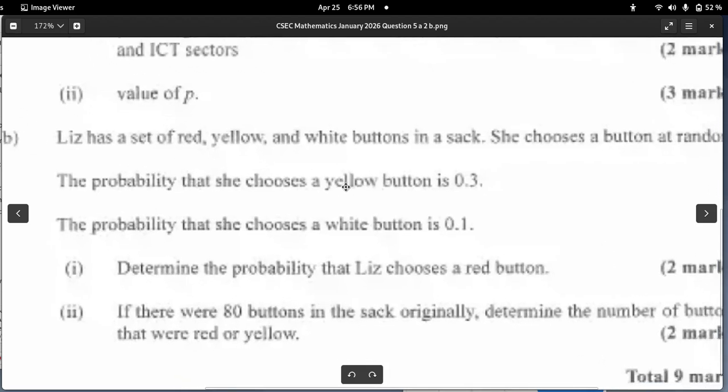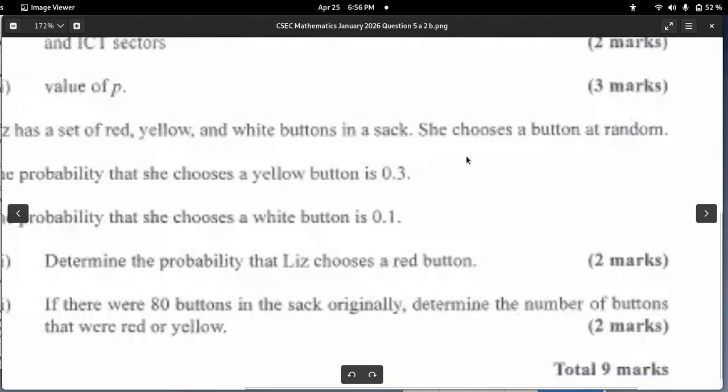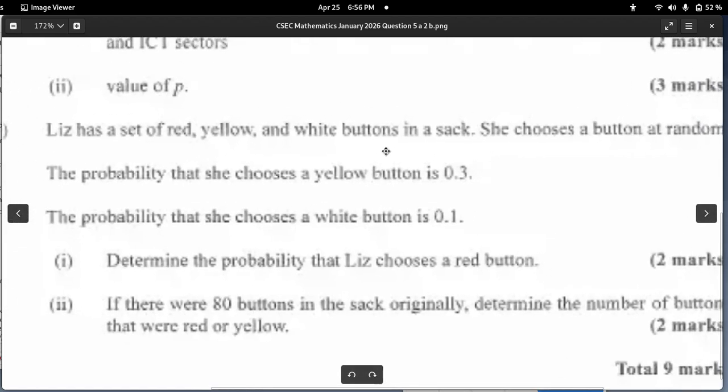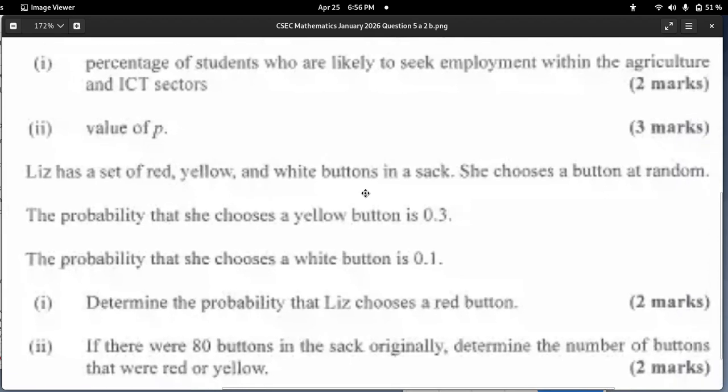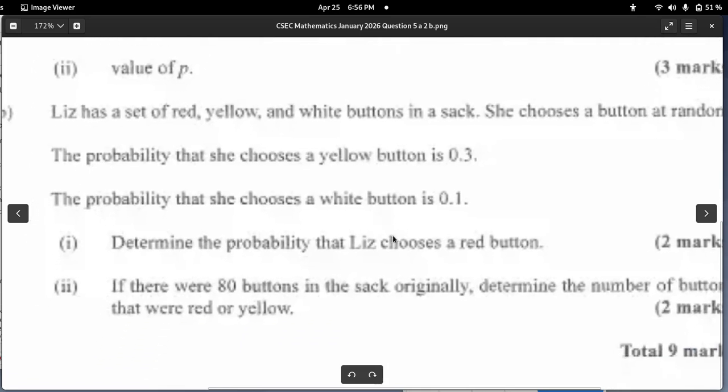Liz has a set of red, yellow, and white buttons in a sack. Okay. She chooses a button at random. The probability that she chooses a yellow is 0.3. Okay. The probability that she chooses a white button is 0.1. Determine the probability that Liz chooses a red button.